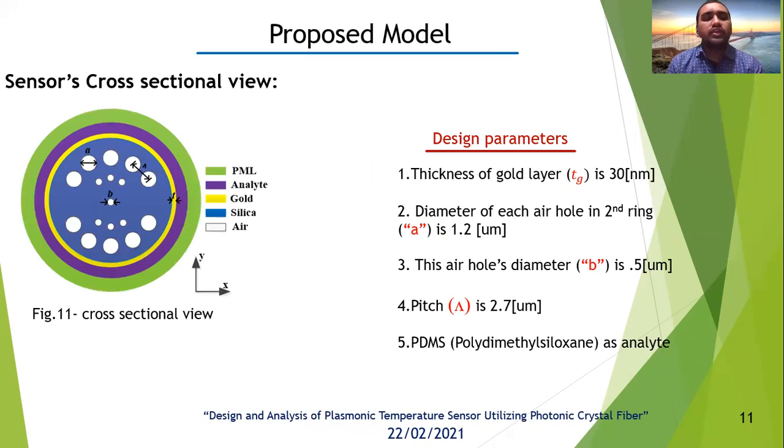This is the proposed model of my temperature sensor. Figure 11 is the cross-sectional view of my proposed sensor. The design parameter of my proposed sensor is thickness. The thickness of the gold layer is 30 nanometer.